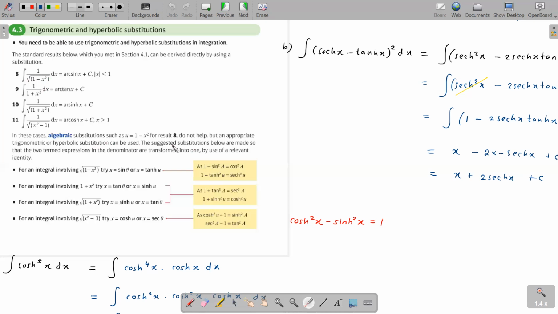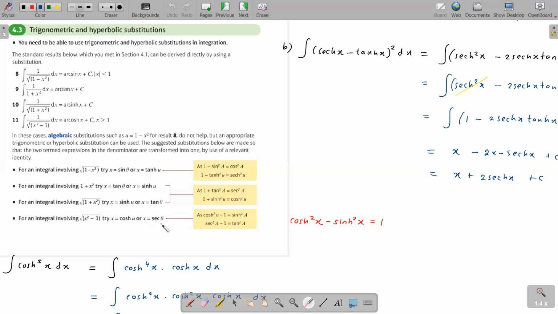So what we need to do is use an appropriate trigonometric or hyperbolic substitution. In this part of the lesson they are teaching you how to decide on an appropriate substitution. Look at the substitutions they are giving you. For an integral involving root 1 minus x square, try x equals sine theta or x equals tan u. For 1 plus x square, try x equals tan theta or x equals sine u. For root 1 plus x square, try sine u or tan theta. For root x square minus 1, try cos u or sec theta.